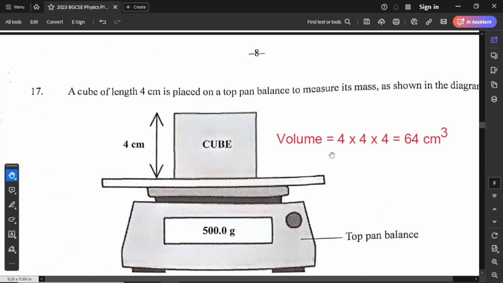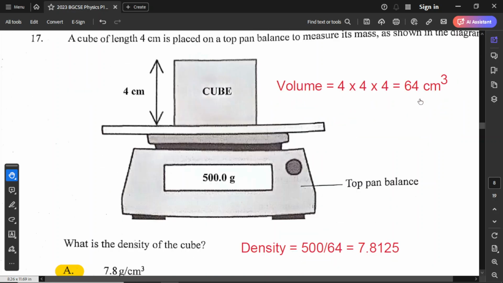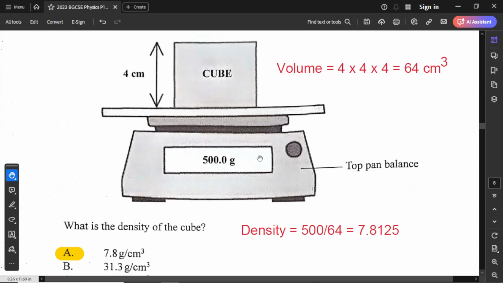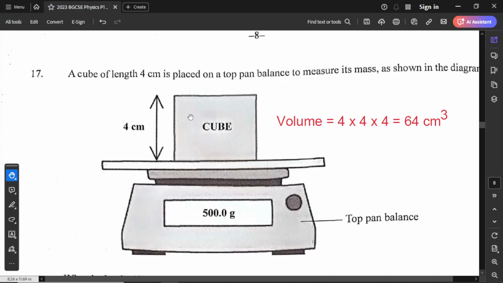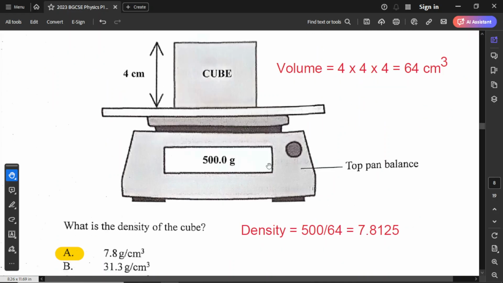For question number 17, a cube of length 4 centimeters is placed on a top pan balance to measure its mass, as shown in the diagram. It said, what is the density of the cube? First and foremost, let's look at the volume. If one side is 4 centimeters and it's a cube, then all sides are equal. So the volume will be 4 times 4 times 4, which equals 64 cubic centimeters. Now the mass here is 500 grams, as you see right there.